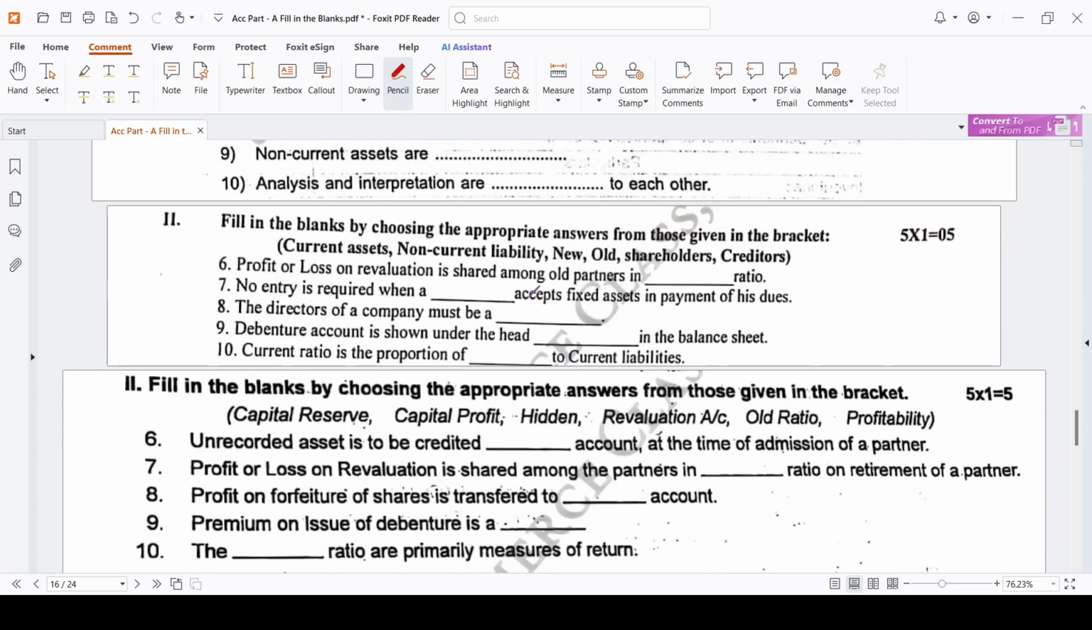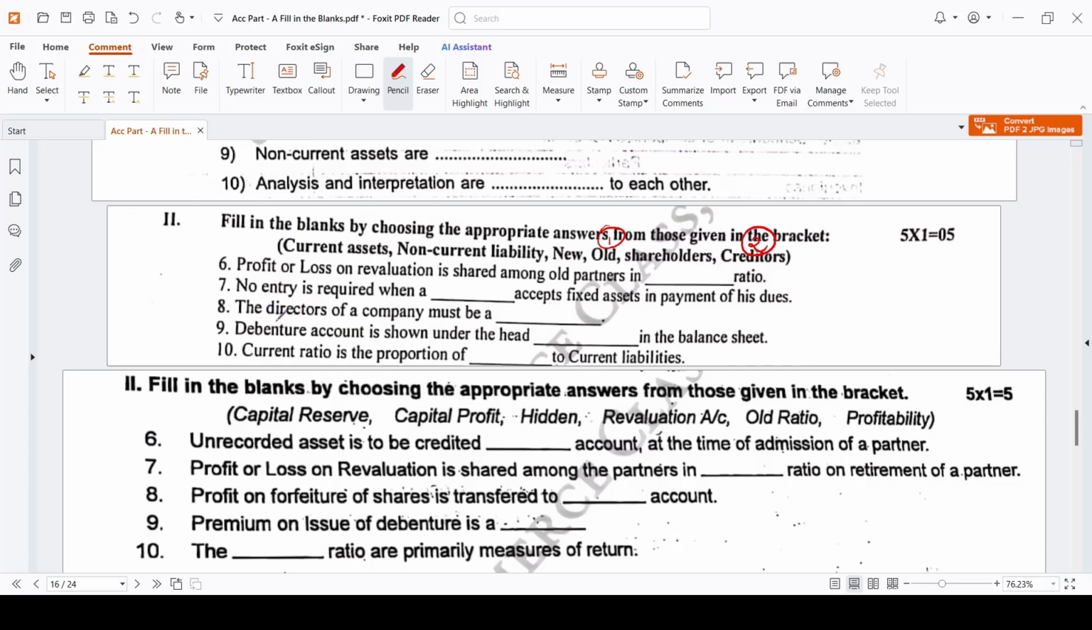Profit or loss on revaluation is shared among the old partners. Profit or loss on revaluation is shared among the old partners in old ratio. No entry is required when dash accept fixed assets in payment of its dues. Creditors. See, when creditors accept the fixed asset in payment of the dues, the entry is not required at all.